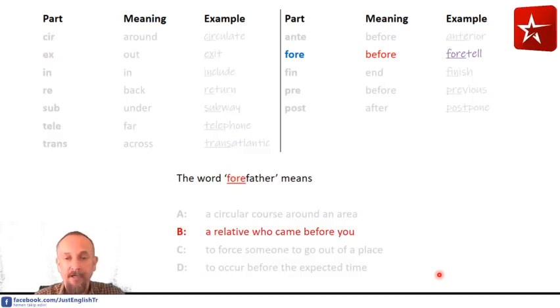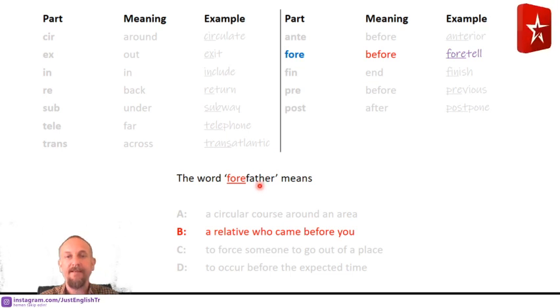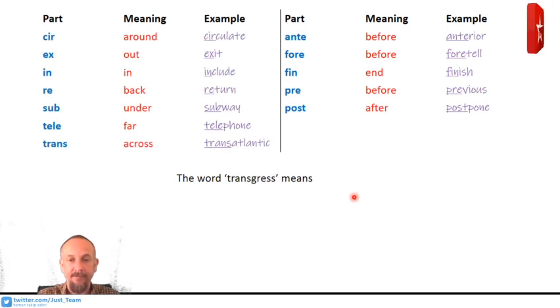Yeah. A relative who came before you. Another word for forefather would probably be ancestors. This is very patriarchal. I think it's quite a sexist word, as it were. We could just say ancestor.